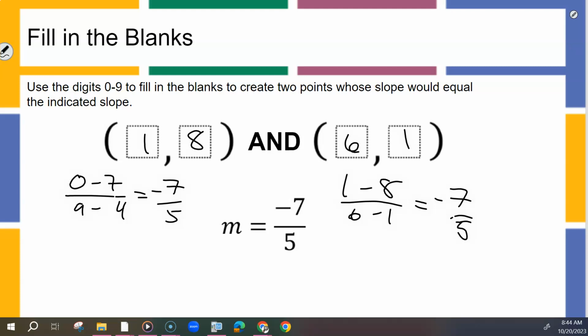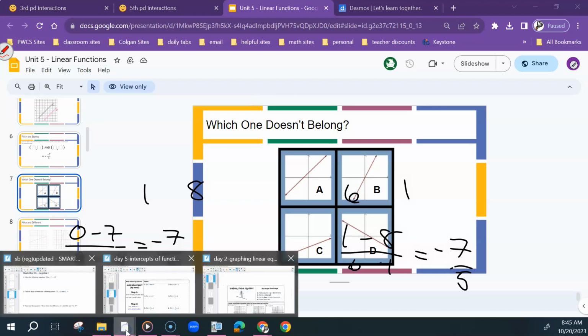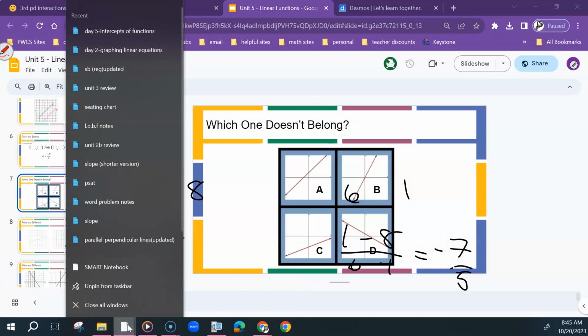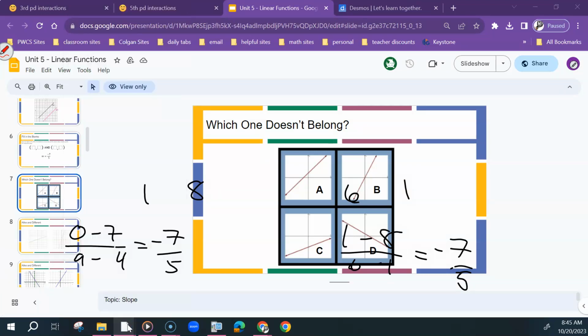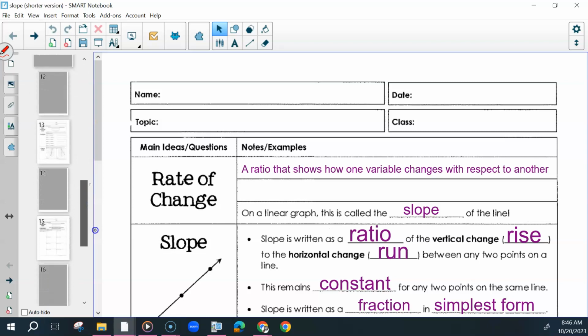So that was kind of taking what we did last class, finding the slope, but not just being able to find the slope, but be able to create it as well. So today, we are going to finish our slope notes and then talk some Desmos stuff and then go into intercepts. Pause slide. Wait for this to open. Okay, in these notes, go to this page.